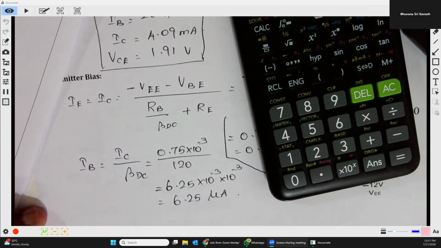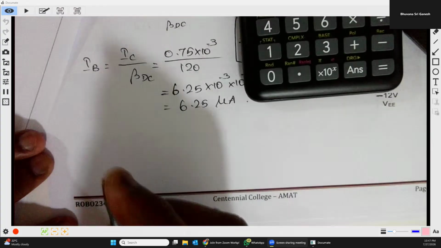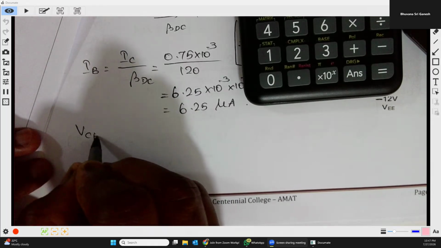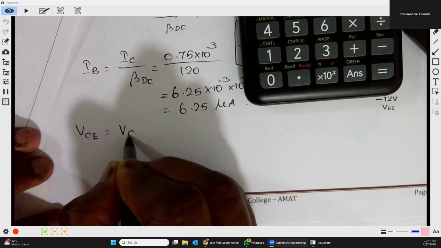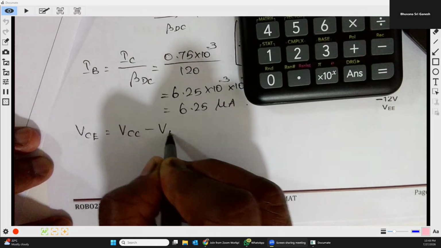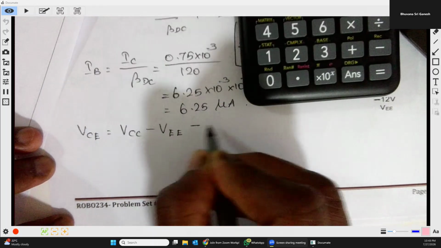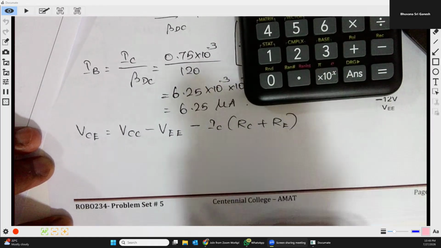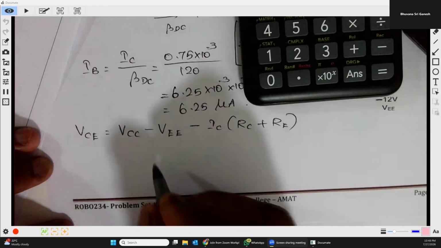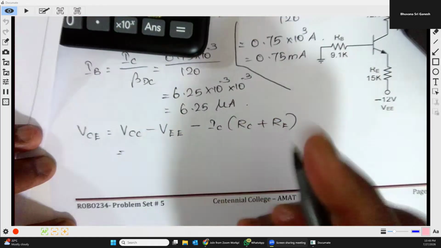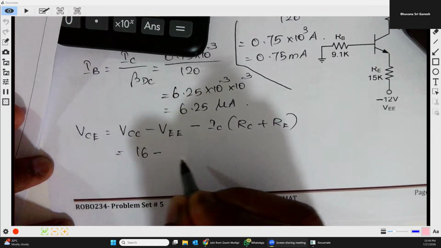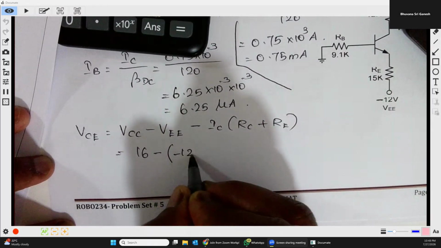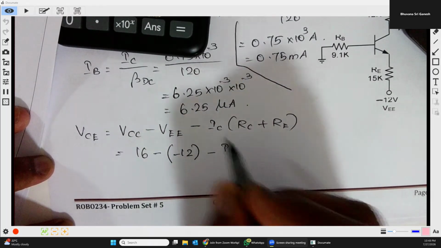We have got IB, we have got IC. Now we are going to calculate VCE. So the formula that we added: VCC minus VEE minus IC times RC plus RE. Okay, now given VCC is 16 volts and minus VEE is minus 12 volts, minus IC is how much?